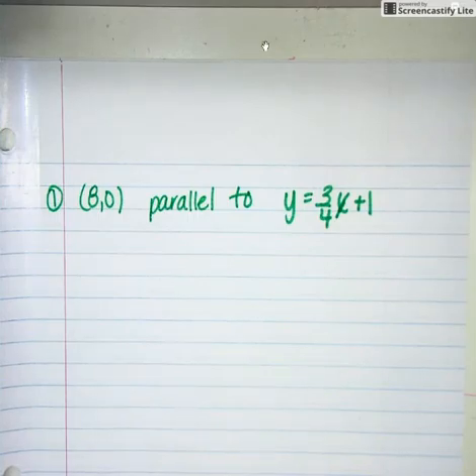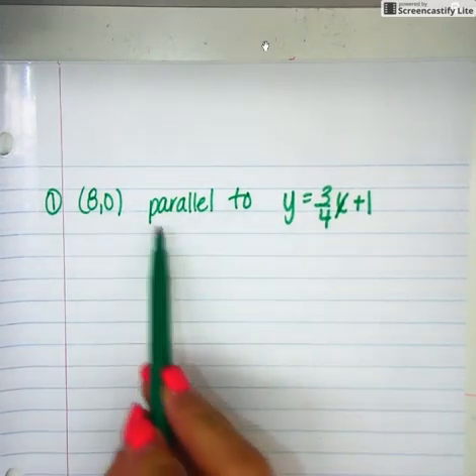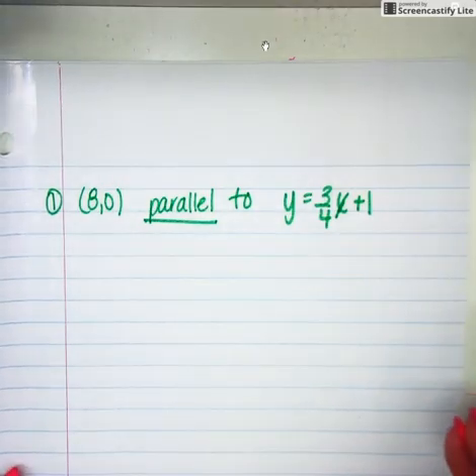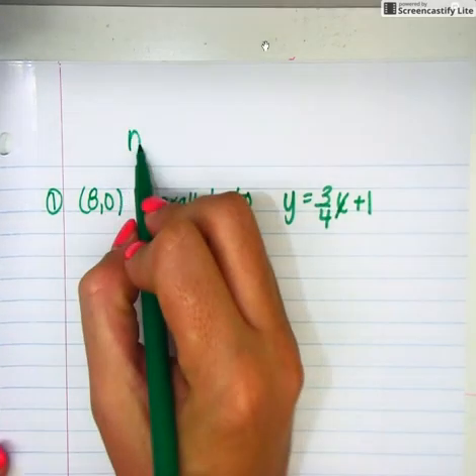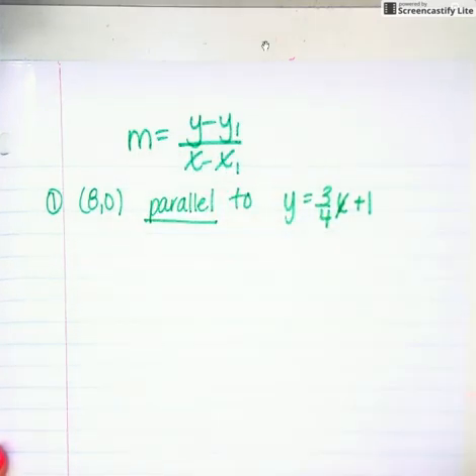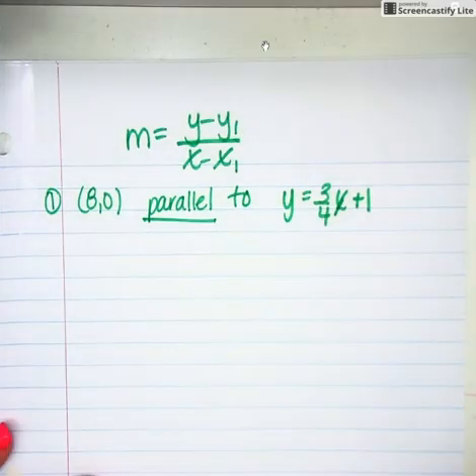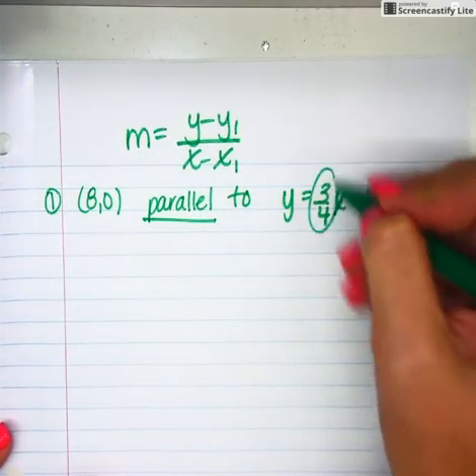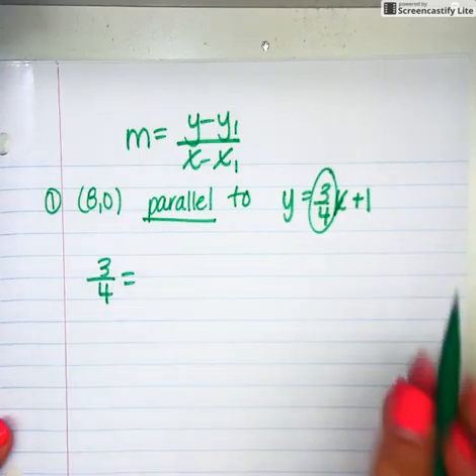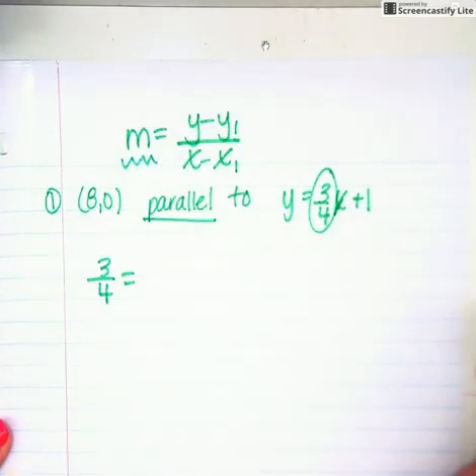Number one, it says write an equation of the line that contains the point 8, 0 and is parallel to the equation y equals 3/4 x plus 1. Okay, remember whenever we do these problems, we're going to use our general slope formula. In this situation, our slope is currently 3/4, so our parallel slope is going to be the same. That's going to go in for our m.